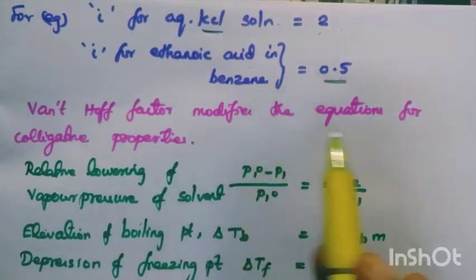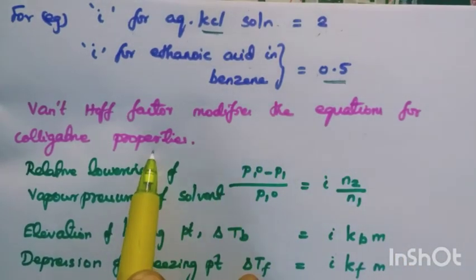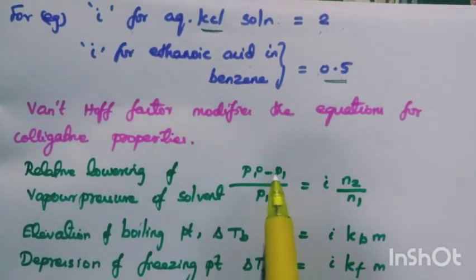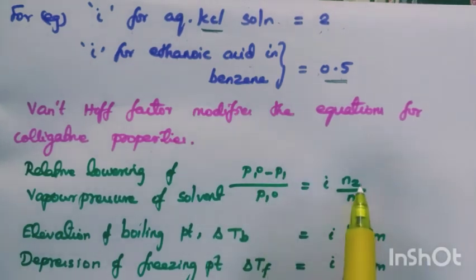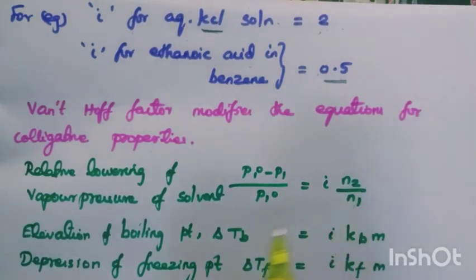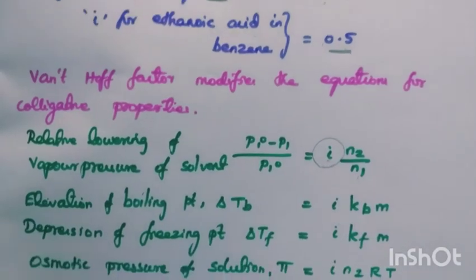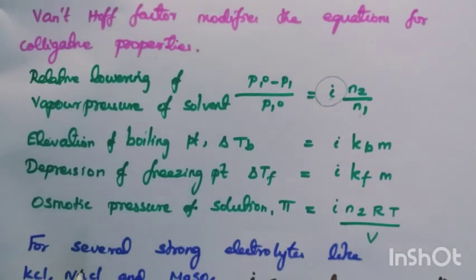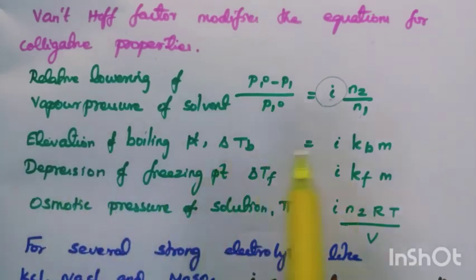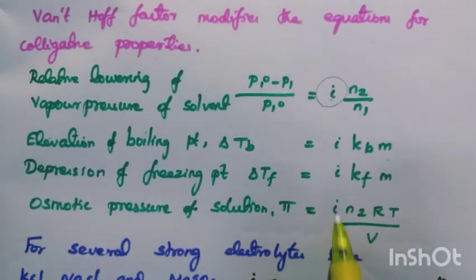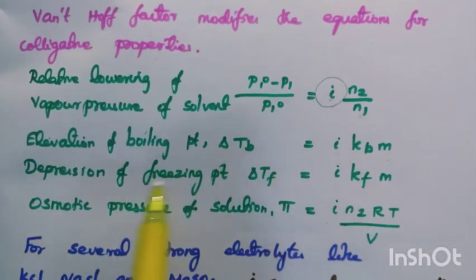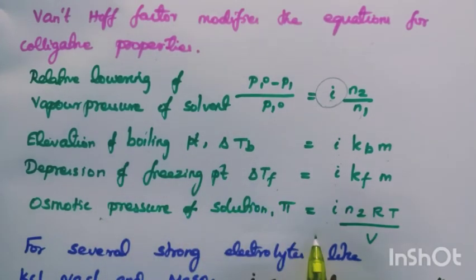The Van 't Hoff factor modifies the equations of the colligative properties. We discussed that (P1 naught minus P1) by P1 naught is equal to N2 by N1. But we have to multiply by i; the Van 't Hoff factor must be taken into consideration while using the colligative property equations. So all those terms are multiplied by i: elevation of boiling point, freezing point depression, and osmotic pressure.